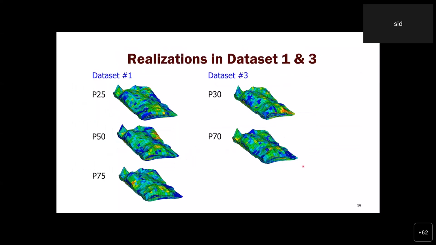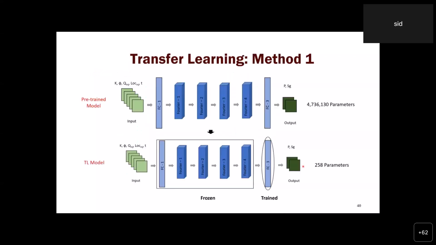This is a comparison between dataset 1 and dataset 2 in terms of the realizations that were used. As I mentioned, we are using two different techniques. This is method one, which is the feature extraction, where we take a part of the network that has learned on dataset 1 and we freeze it, and we learn the later parts on dataset 3. So this part learns from dataset 3 and this part over here has already learned from dataset 1. So a combination of these two is what is called the implementation of transfer learning on the Fourier neural operator. This is method 1, feature extraction.